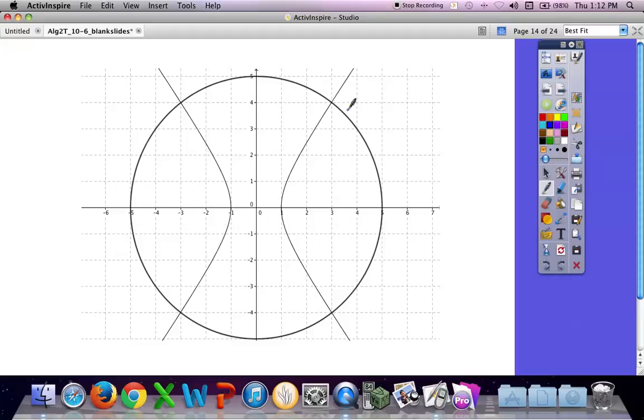Notice how many intersection points we've got. 1, 2, 3, 4. So nonlinear systems, that's what we're looking at.